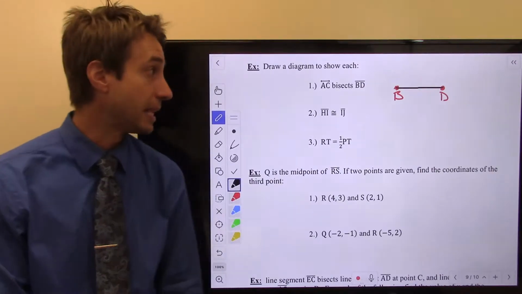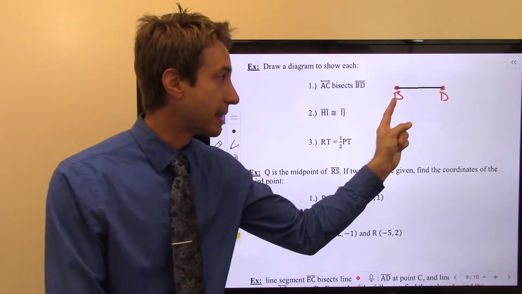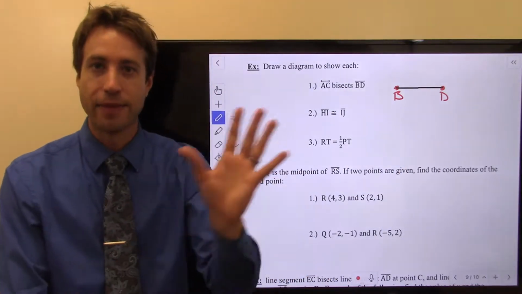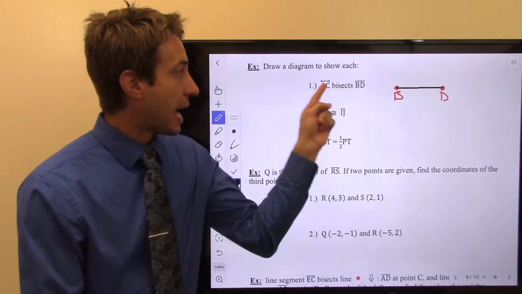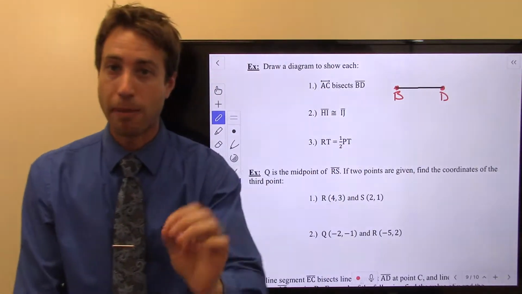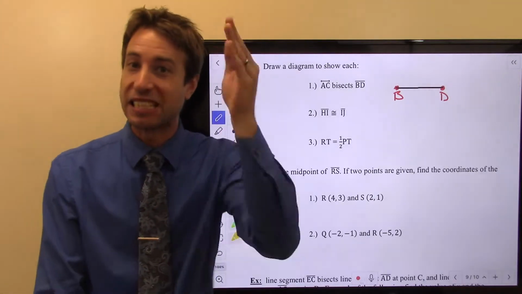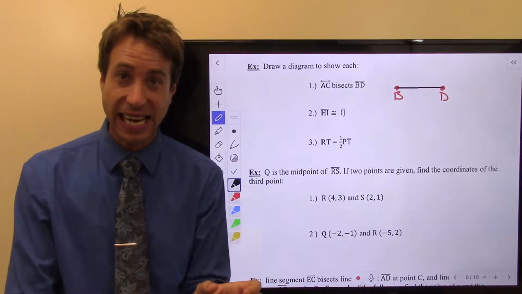Line segment BD has two endpoints, B and D. Again, I could have done it the other way, made that D and that B. We've talked about that. When it comes to a segment, the order doesn't matter. Now, AC is a line that bisects BD. Remember, we just talked on the previous page, bisects means it divides it in half. So you have two congruent sections.